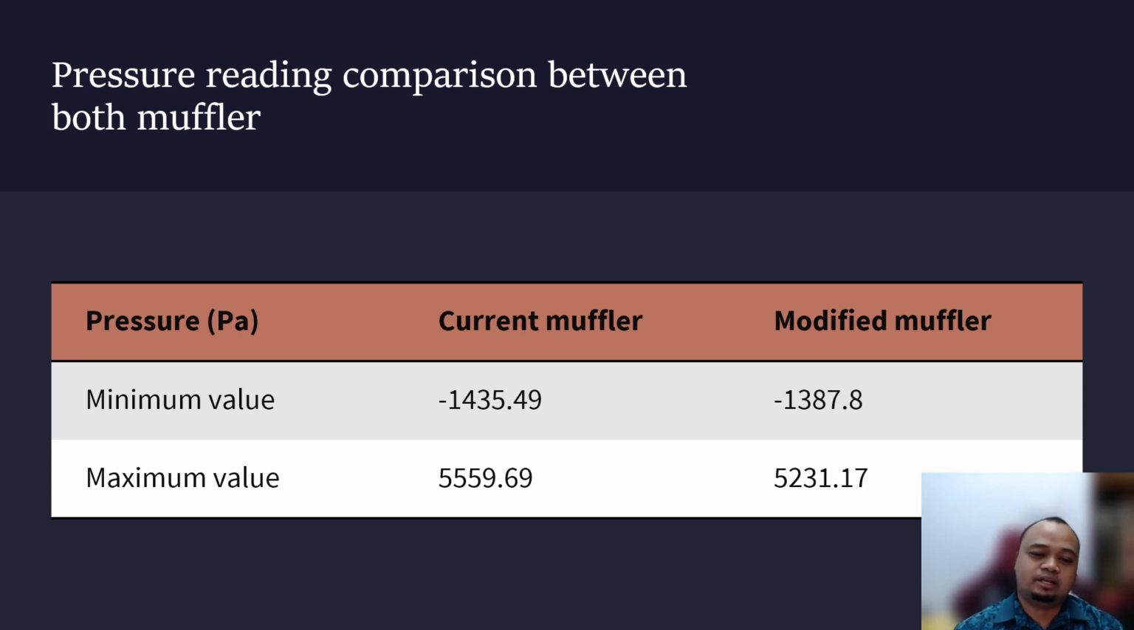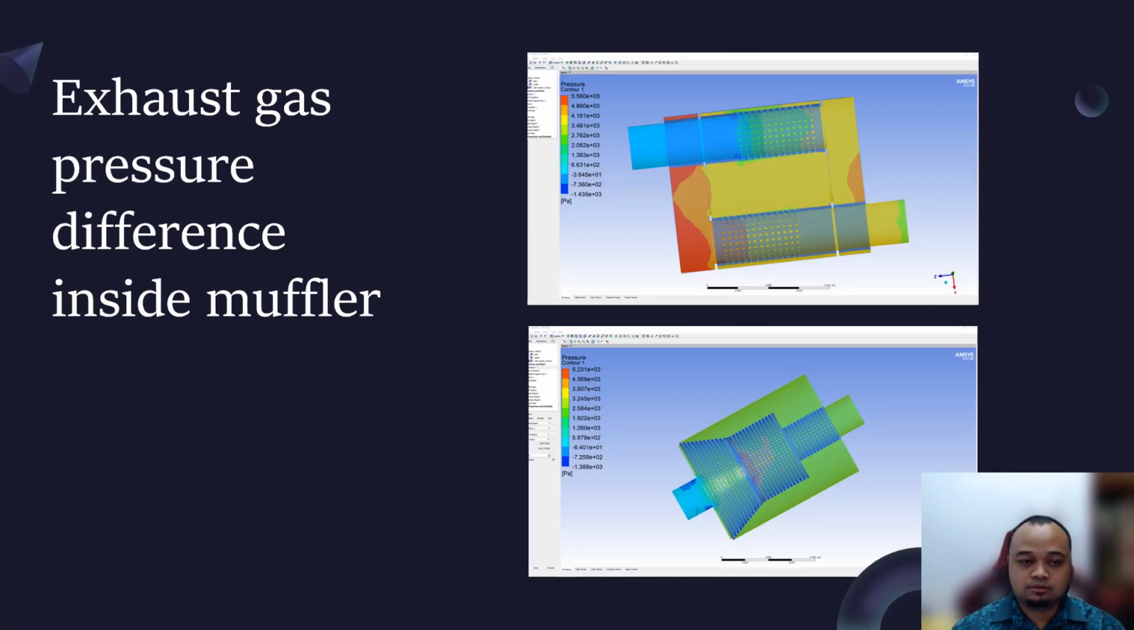This value shows that even with the modification, a pressure still exists in the exhaust muffler. However, after these few modifications, the value seems to be decreasing, and to me this alone is quite an achievement in order to increase the performance of the engine itself. This is the illustration generated by the ANSYS software itself about the pressure difference inside the exhaust muffler.